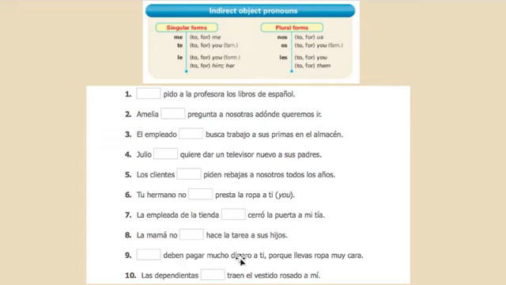Deben pagar mucho dinero a ti porque llevas ropa muy cara. Te deben pagar mucho dinero a ti. They should pay you. Te deben pagar mucho dinero a ti porque llevas ropa muy cara. Las dependientas a mí me traen el vestido rosado a mí. Las dependientas me traen el vestido rosado.